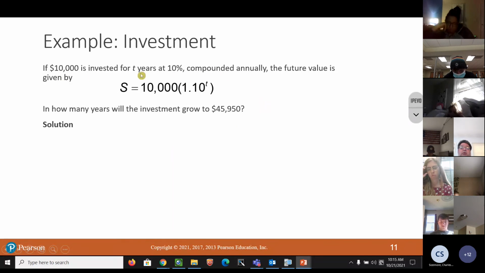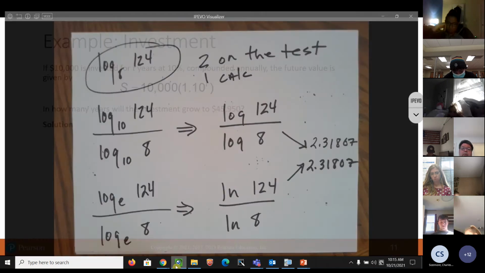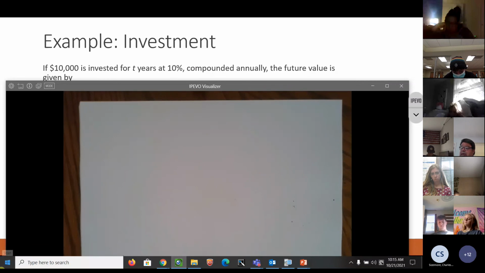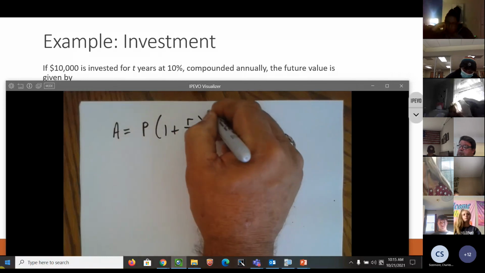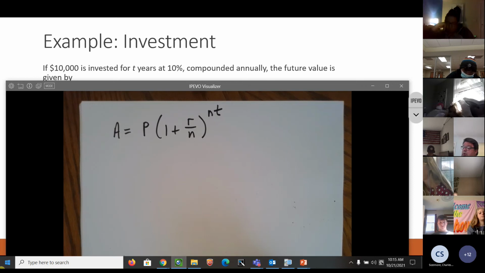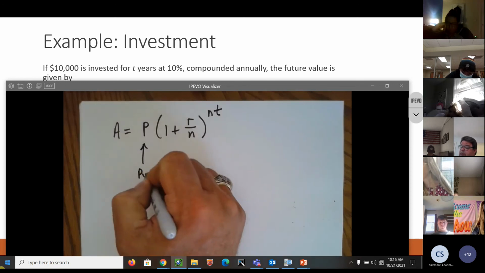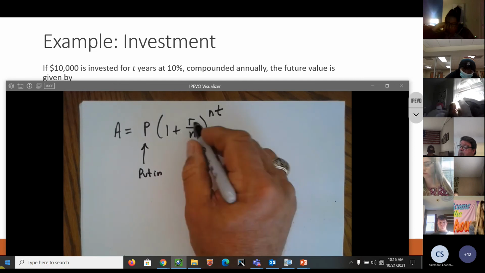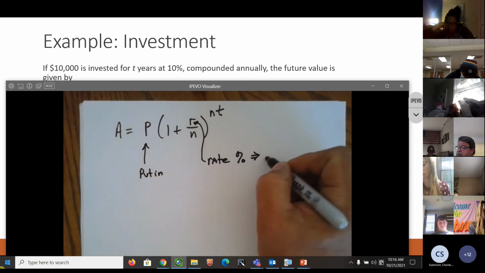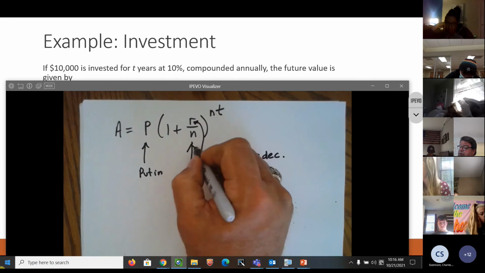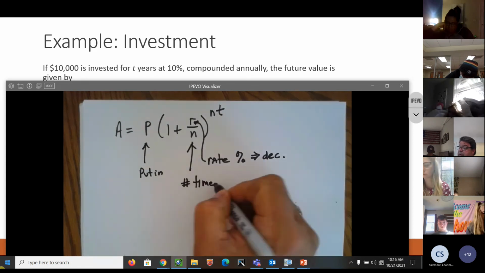Okay, this says $10,000 compounded annually, how many years will the investment grow? As I told you in the previous class, I'm going to write it down. A is equal to P times 1 plus r over n, raised to the nt power, where P is what you put in, r is your rate. Usually it's given in percent, but you have to change it into a decimal. n is the number of times compounded.